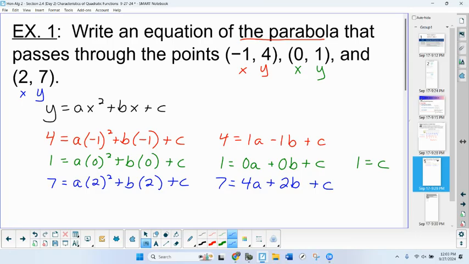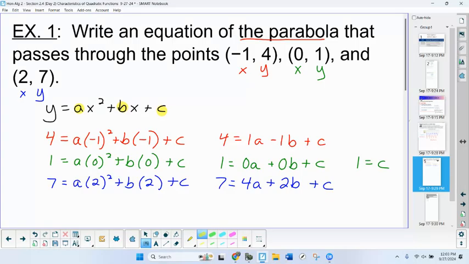Because I know that C is equal to what? 1. So I need to solve these equations for A, B, and C. Because what I'm going to do is I'm going to come back in and I'm going to plug in for A, B, and C. You're going to tell me Y equals 2x squared minus 3x plus 5. Whatever the equation is. All right.